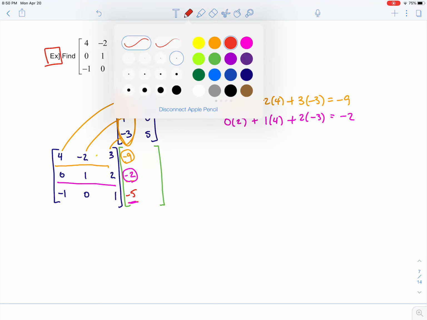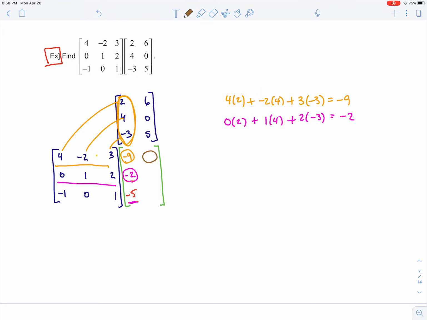Now when I get to the next column, say right here, I move on to using this column and all 3 rows once again. So 6 times 4 is 24. 24 plus 0 is 24. Plus 15 is 39. Okay, moving on down. 6 times 0 is 0. 0 plus 0 is 0. 0 plus 10 is 10. And then we have negative 6 plus 0, negative 6 plus 5, negative 1.